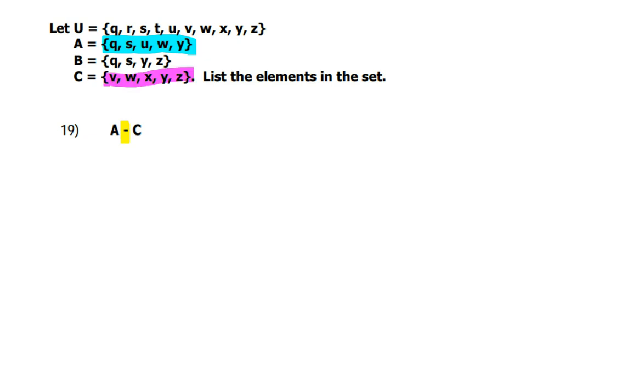So set C has a V. Is there a V in the blue one? Nope. W, yep, there's a W. Take it out. X, Y, there's a Y. Z, nope, there's no Z.